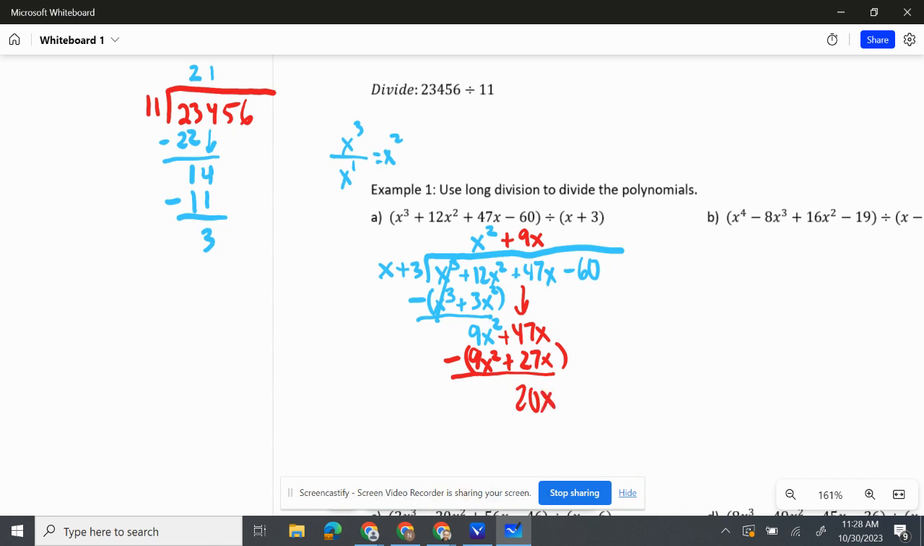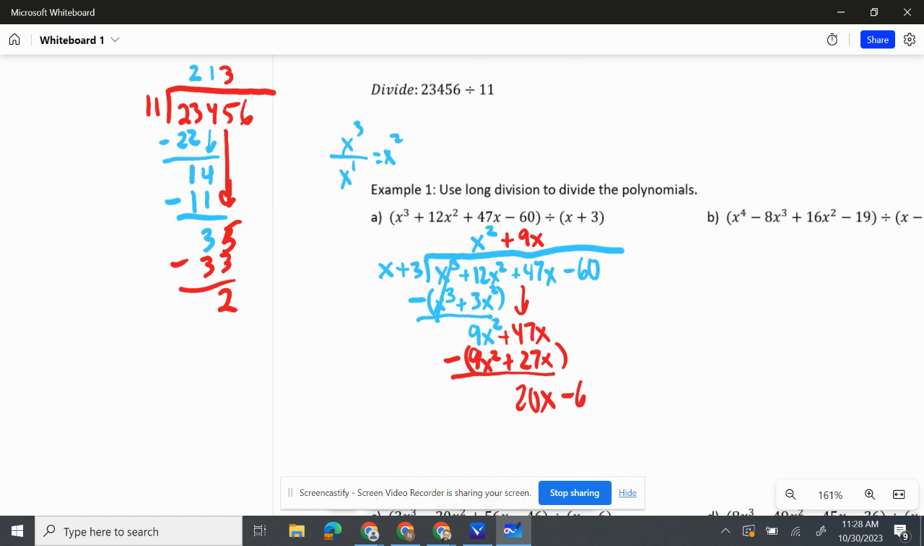So then what we're going to do is we're going to bring down the 5. And that gives me 35. 11 goes into 35 3 times. 3 times 11 is 33. Then I subtract my terms and I get 2.